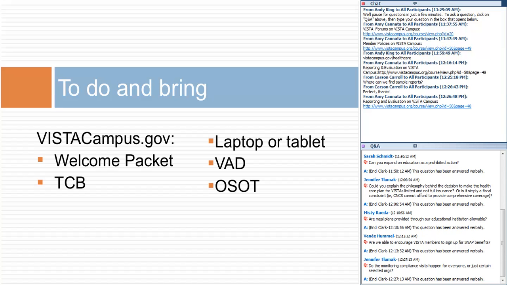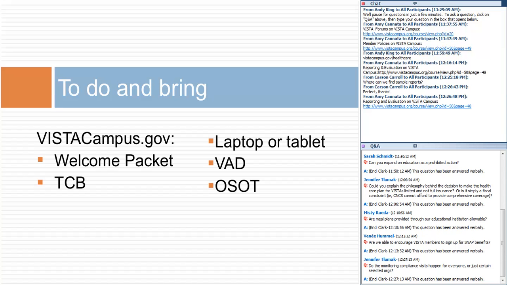And then in terms of what to bring, we really encourage you to bring a laptop or a tablet with you to supervisor orientation. We'll have Wi-Fi in the training room, and we're going to do a lot of stuff online. So we're going to direct you to go to the campus and direct you into e-grants. So you'll want to bring your campus login, make sure you know what your password is, both for the VISTA campus and for e-grants. So you'll be able to fully participate.